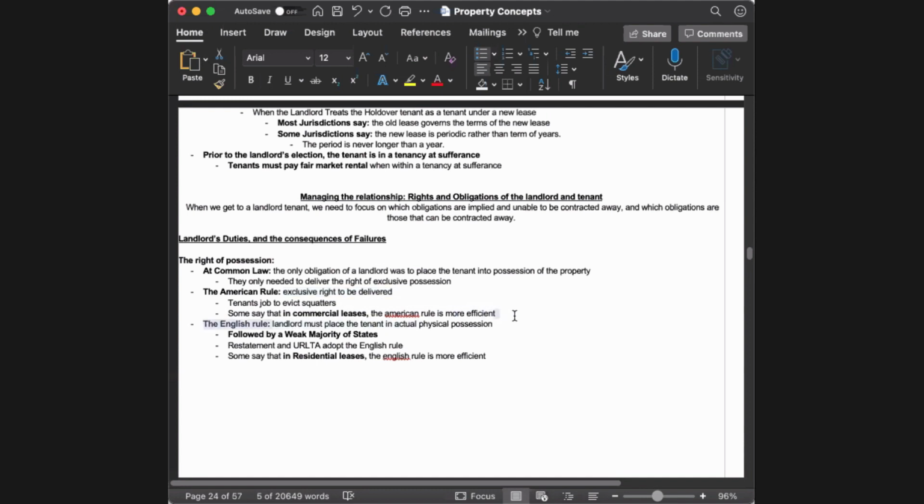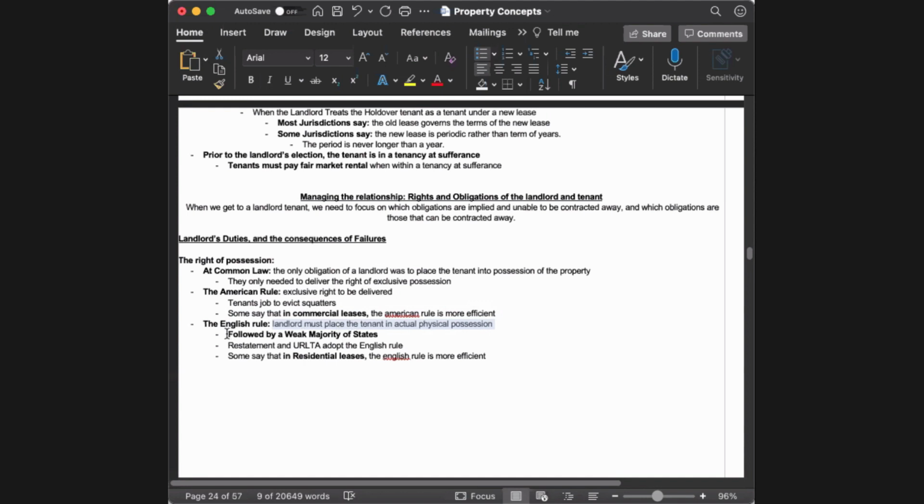The English rule, on the other hand, says that the landlord must actually place the tenant in physical possession of the property. This means that there is an obligation under the English rule for the landlord to eject squatters on the property, and that the tenant has a right to cause the landlord to enforce the right that they have over the property.